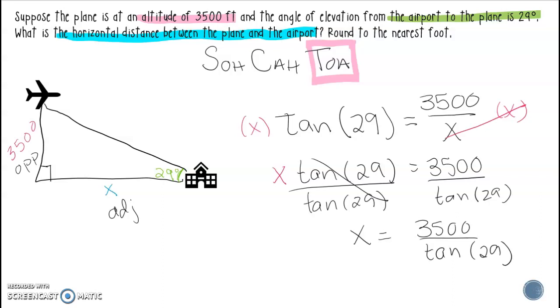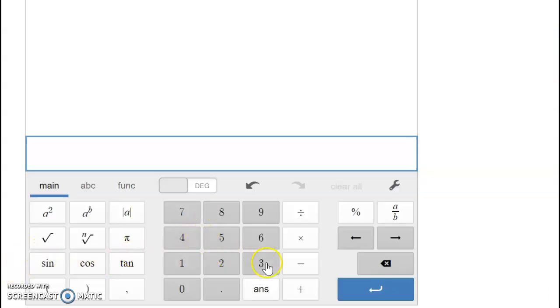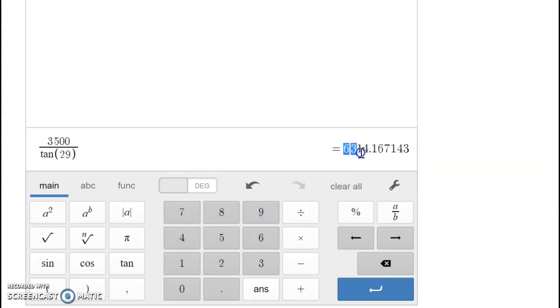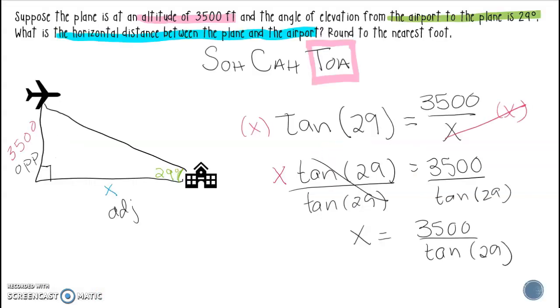I'm going to switch over to my calculator here. 3,500 divided by the tangent of 29, and I get about 6,314. I'm going to round to the nearest foot. I'm not going to use the decimal values. So x is about 6,314 feet. The horizontal distance between the plane and the airport is about 6,314 feet.